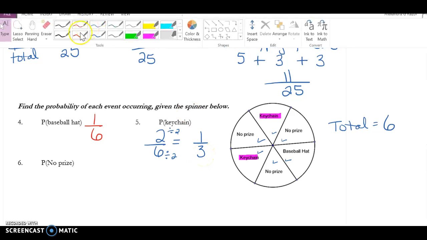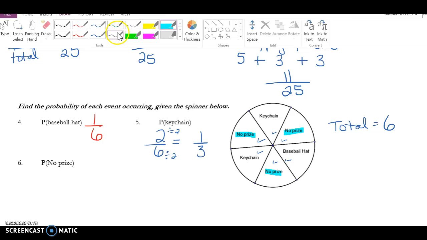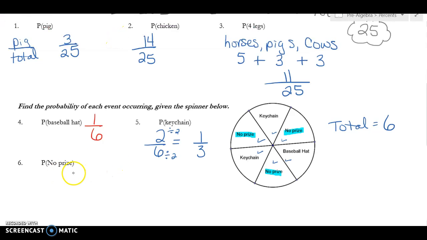And then the last one, the no prize one. I'm just going to erase that so we can see it. For no prize, I got 1 spot here, 2 spots, 3 spots. So for no prize, you have 3 chances to not win a prize out of the total 6, which is 1/2.